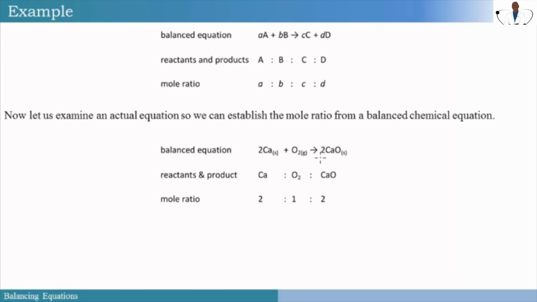If we understand how to balance equations, then doing the mole concept will be very easy for you, because we use stoichiometric ratios in calculating moles, volumes, and masses.